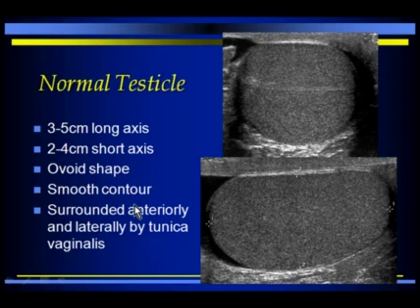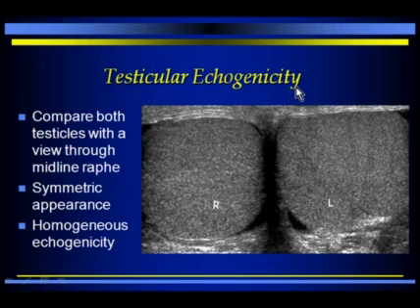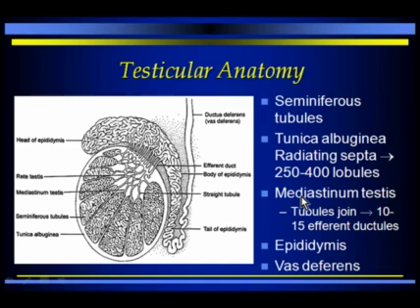You see the testicle in long axis is about 3 to 5 centimeters long, and this is the short axis of the testicle, usually 2 to 4 centimeters. And this line coming through here, that corresponds to the mediastinum testis, which we'll talk about in just a second. Very important, whenever you evaluate testicles, try to obtain an image where both the right and left testicle are seen at the same image, at the same depth, and you can compare the echogenicity of the two testicles. This view goes right through the midline raphe that separates testicles. There should be a symmetric appearance with homogeneous echogenicity.